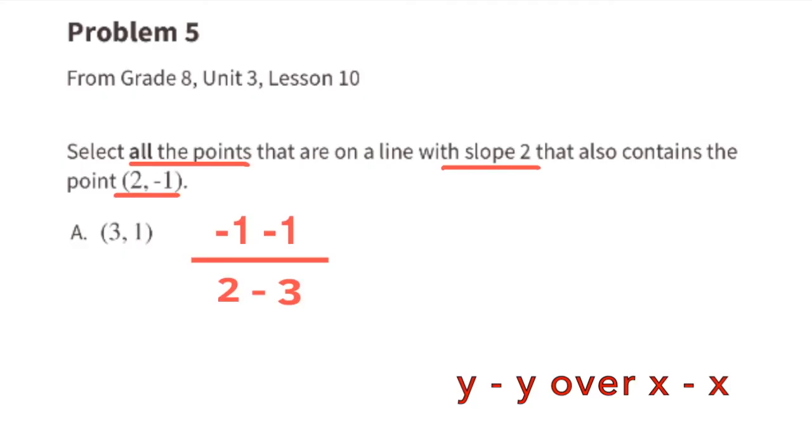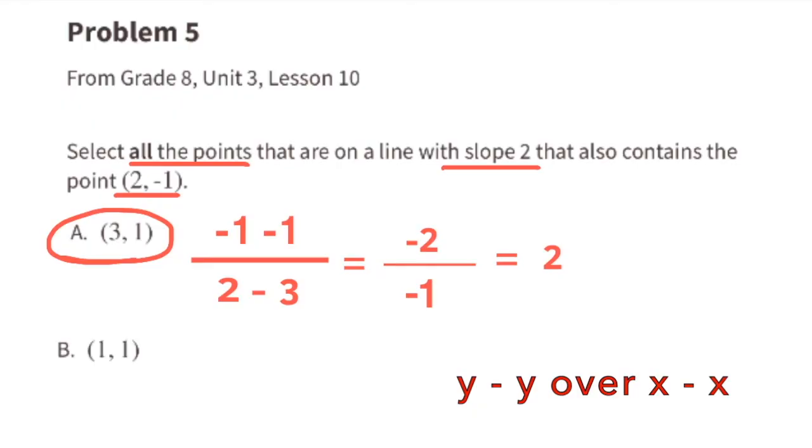The y value in the original set of points is -1, and the y value for A is 1. So -1 minus 1 over the x value 2 minus the x value 3. -1 minus -1 is -2, and 2 minus 3 is -1. -2 divided by -1 equals 2. So this has a slope of 2. That means that both these points would be on the same line, and that line would have a slope of 2.